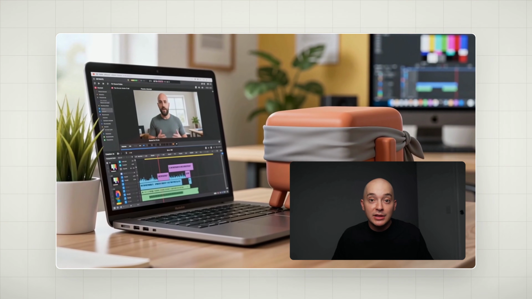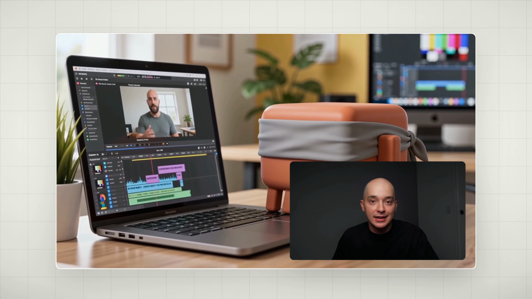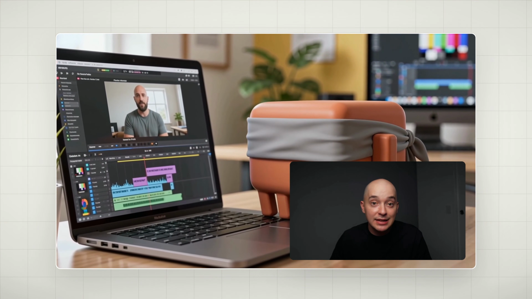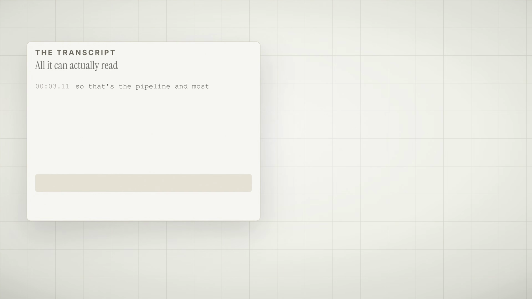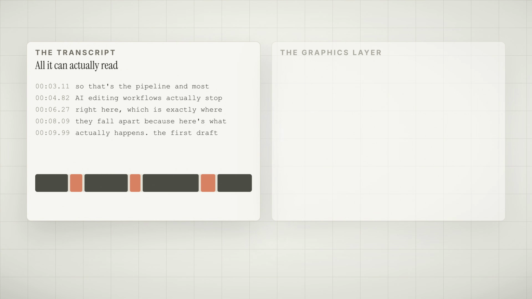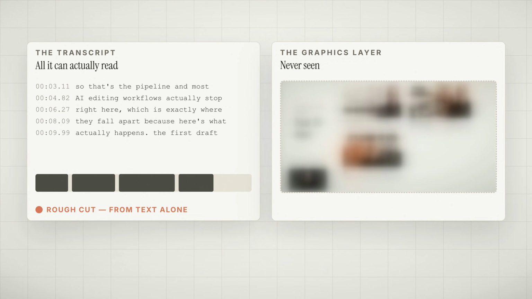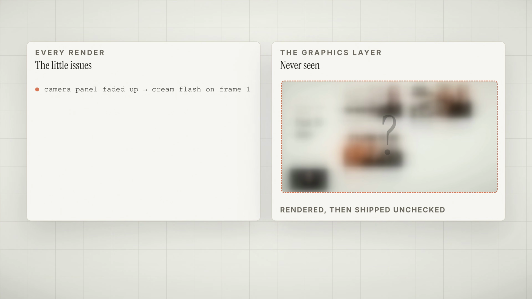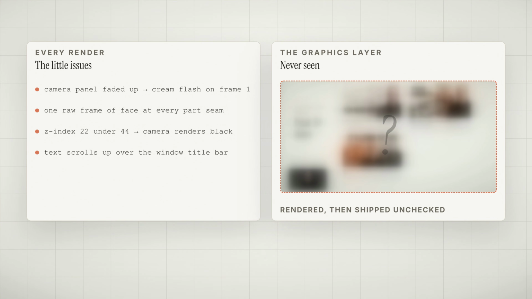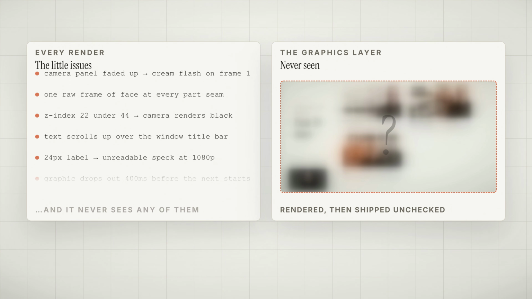I gave Claude the ability to actually watch the video it's editing, because see, Claude Code can't see video, it can only read the transcript. That's why it always nails the rough cut every time, because cutting raw footage down just needs a good transcript. But the graphics overlays always come back with little issues because Claude never actually sees the finished result.